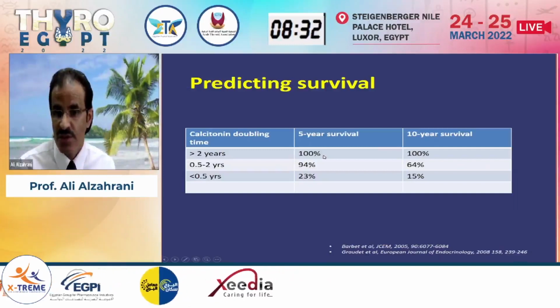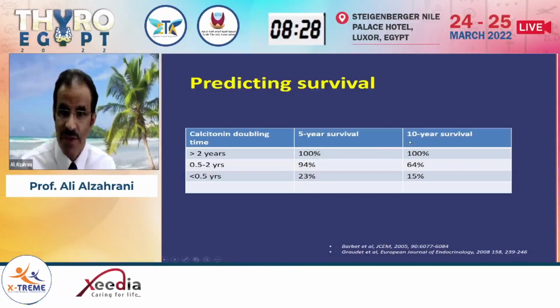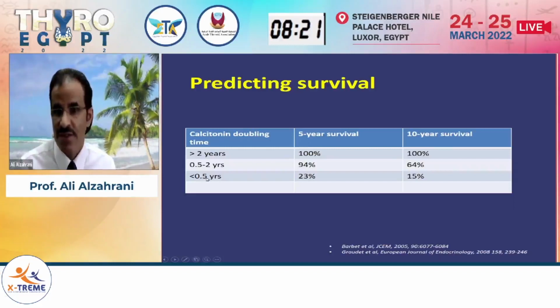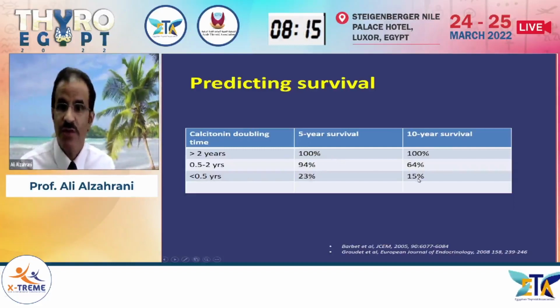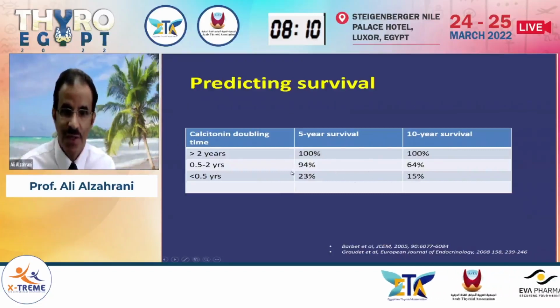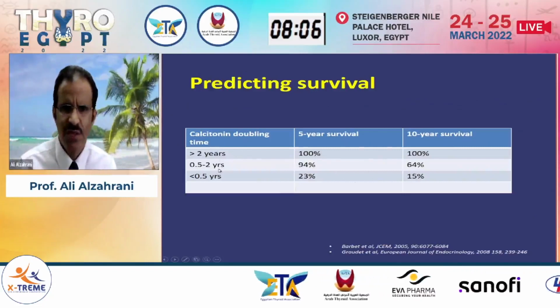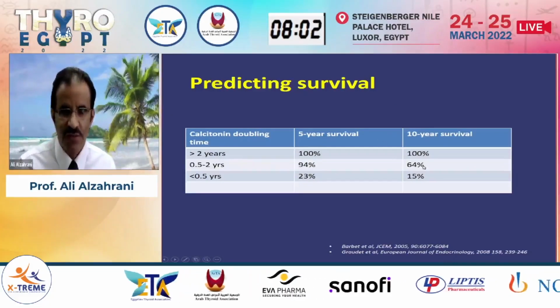The tumor is not very aggressive, it's not proliferating very rapidly, and the 5 and 10 year survival is around 100%. If it is less than 6 months, this is a bad sign, and the 5 year survival is only around 23%, and the 10 year survival is only 15%. In between, as you can see on the slide, it is not bad, but still not as good as more than 2 years. So between 6 months and 2 years, it is 94% at 5 years, and 64% at 10 years.